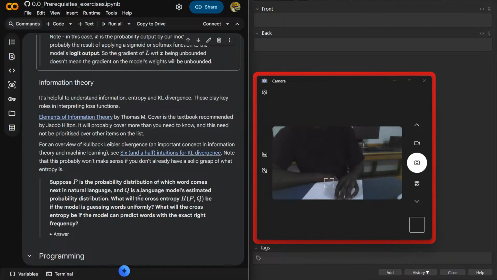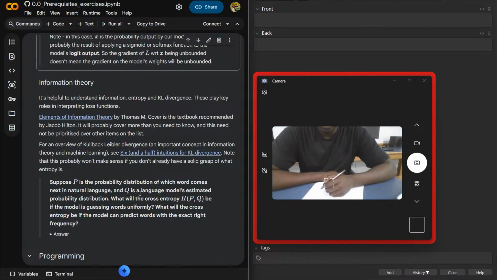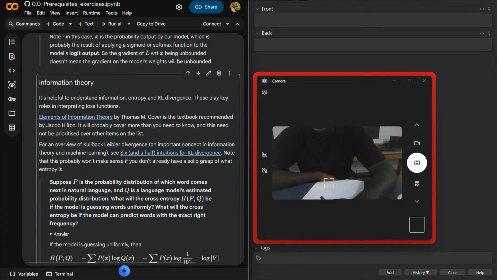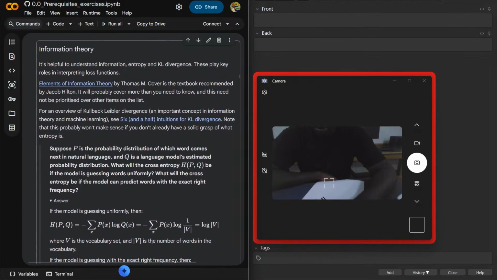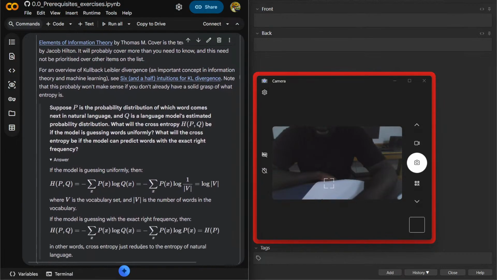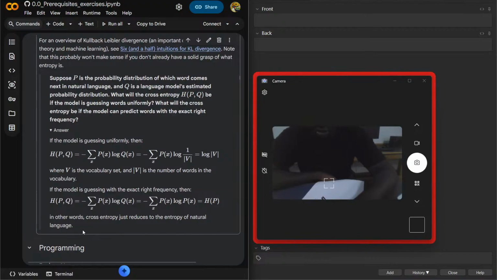And what will the cross entropy be if the model can predict words with exact right frequency? Well, I guess the easiest way to think of this is the KL divergence way. The cross entropy is the entropy of P plus the KL divergence, but the KL divergence would be 0 if P and Q are the same. So therefore, the cross entropy is just the entropy of P. So yeah, log vocabulary set makes sense. And it just reduces to the entropy of natural language.